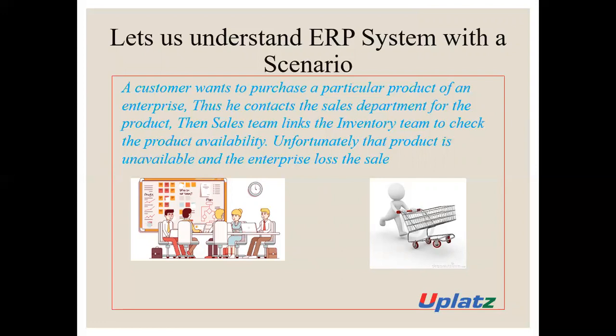When they link to the inventory team to check the product availability, unfortunately the product is unavailable and the enterprise has lost the sale. Because both departments may not have the data available, they might give the output that the product is not available. So here the enterprise might lose the sale because it doesn't have a proper ERP system.